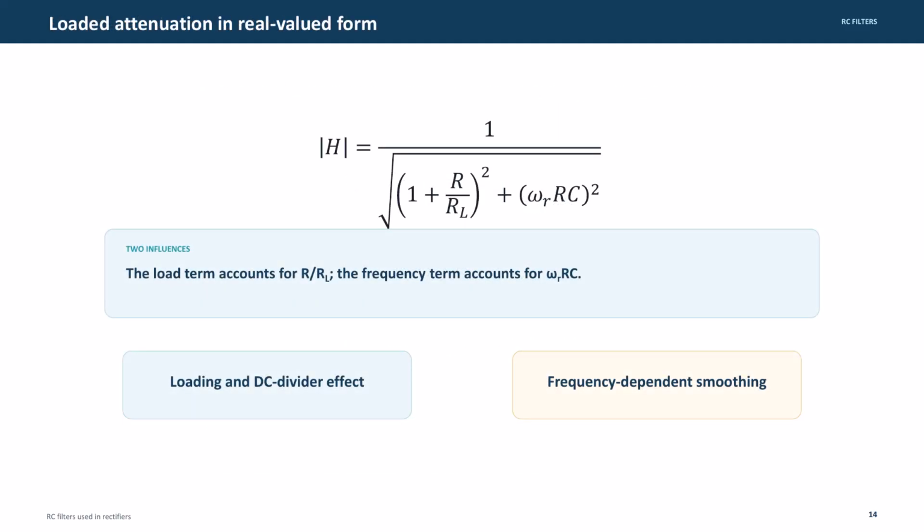For hand calculation, the complex loaded transfer function can be written as this real-valued magnitude expression. The first squared term contains 1 plus R over RL and represents the influence of loading. The second squared term contains omega RRC and represents frequency-dependent smoothing. A larger denominator means smaller output ripple. This formula predicts ripple attenuation, while the separate DC voltage divider equation predicts average voltage loss. Both calculations are required for a complete design.